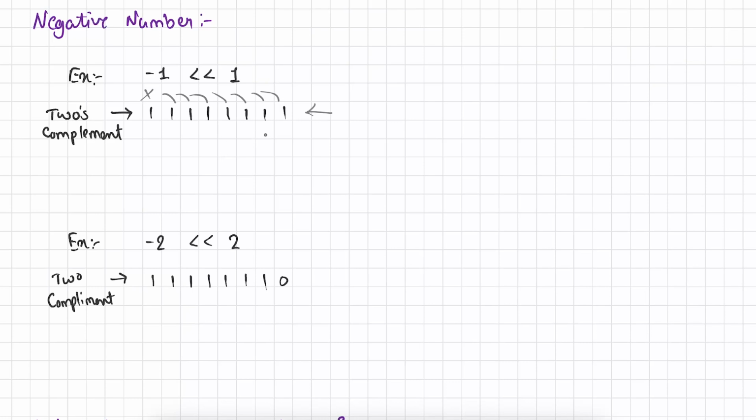So now the number becomes 1 1 1 1 1 1 1 and this place is filled by 0. Which number does this binary representation represent? If all the ones are set, it is 2 to the power 8 minus 1, and this bit is unset. The value of this bit is 2 to the power 0, that is 1, so we subtract 1 again. This is equal to 2 to the power 8 minus 2, which is the representation of -2. So when we apply the left shift operator on -1, the result is -2.